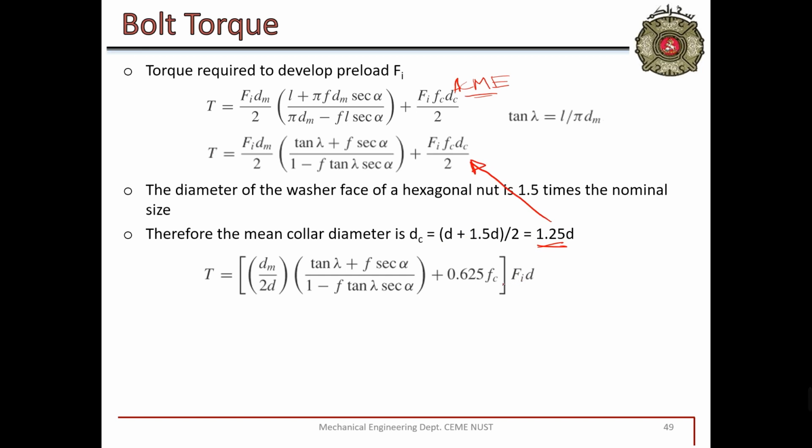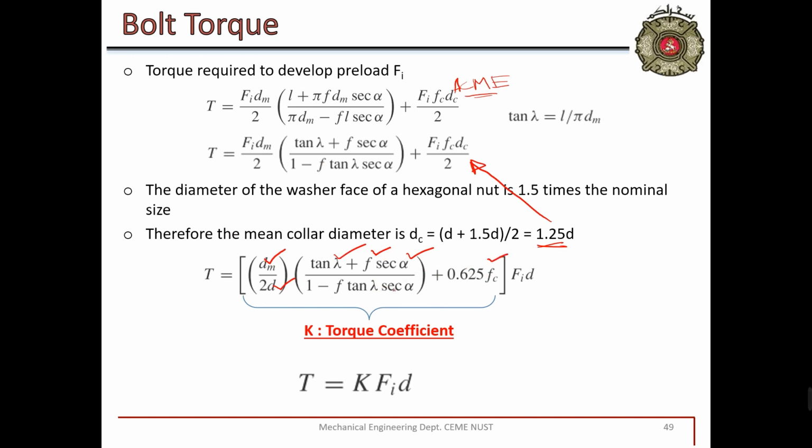One method is this equation. This K is a torque coefficient, and it depends on many parameters: it depends on dm, on d, on lambda, on alpha, on f, and on fc. You have two options. The diameter of the bolt is given. From that diameter, just calculate dm. What is dm? The diameter of the bolt is the outer diameter. You have dr, which is the root diameter. The average of these two is dm.